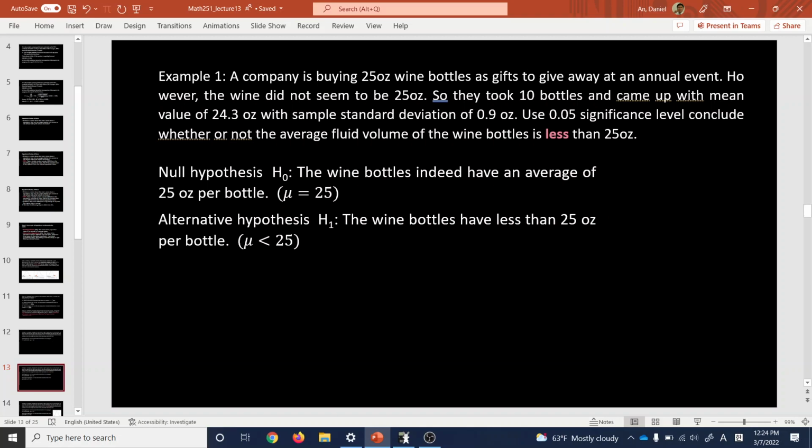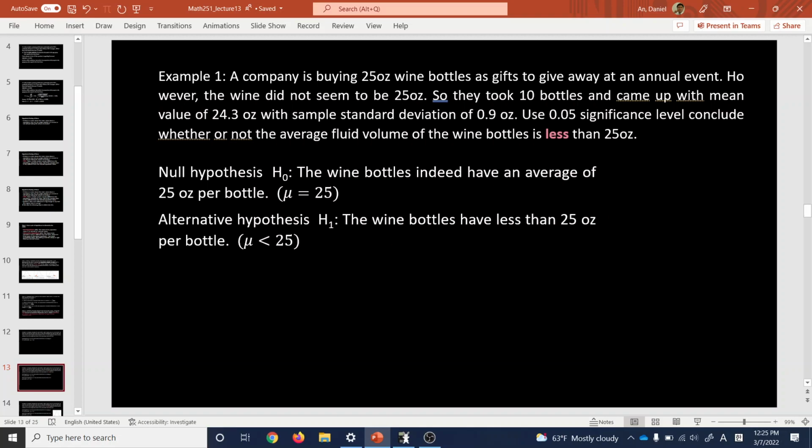Remember, there are only 3 choices for the alternative: either mu not equal to 25, mu bigger than 25, or mu less than 25. So it's a multiple choice question, and you choose mu less than 25. Why? Because you want to show it's less. Yes? Is mu not equal to 25 also mu less than 25?